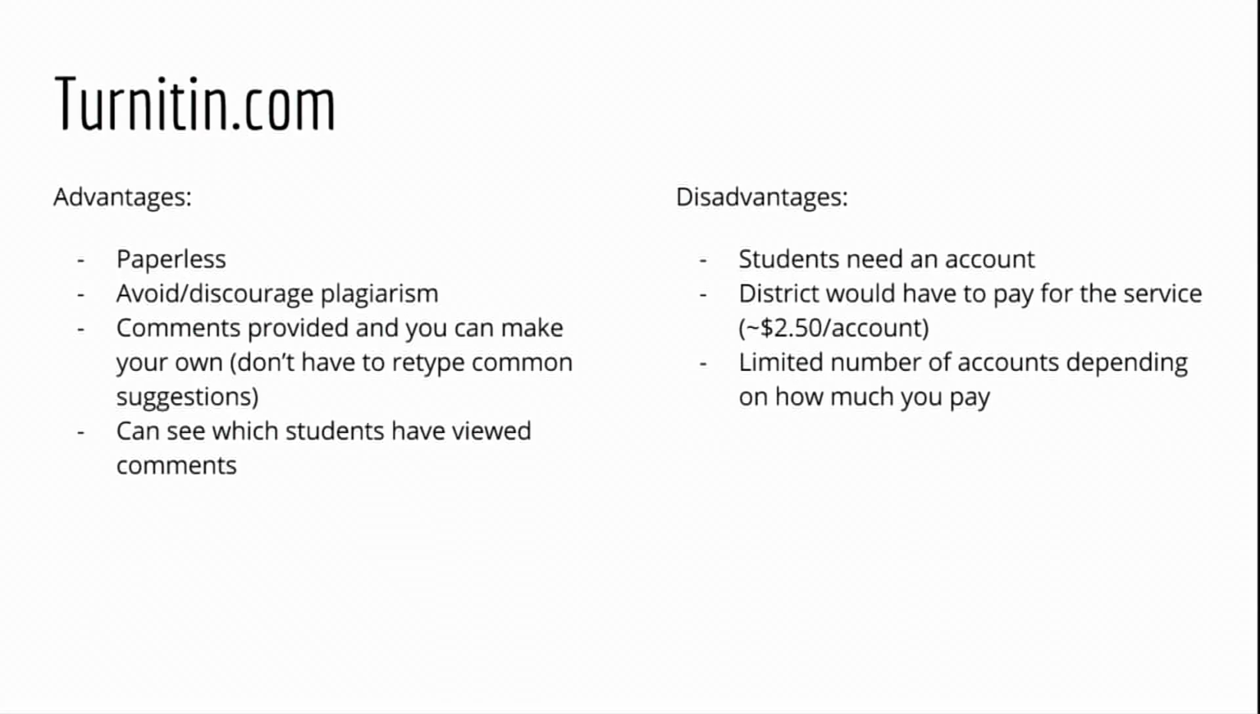Disadvantages: students need an account, and this does cost. It is really hard to find the actual cost of this. I think because Turnitin.com negotiates with districts, you can't really find this out. So I think it's around $2.50 per account that you have, and you have a limited number of accounts depending on how much you pay.